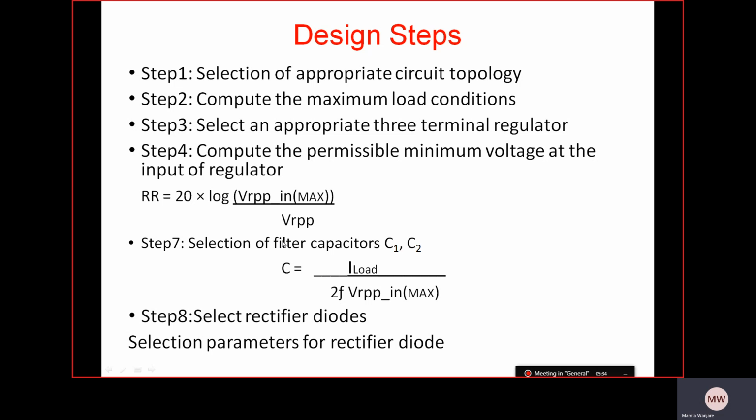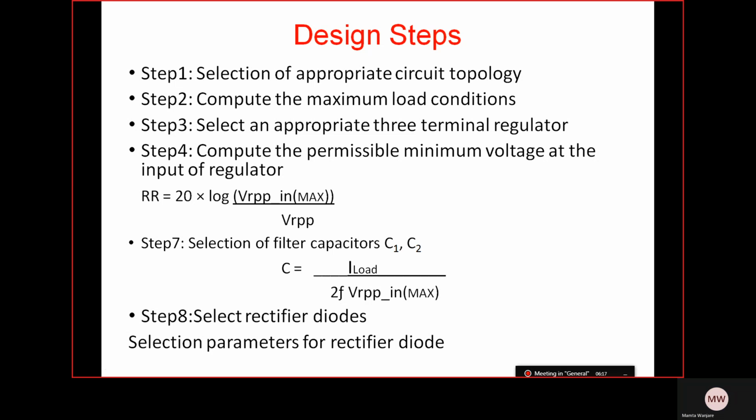First step is selection of the appropriate circuit topology. Second step is to compute the maximum load condition. To calculate the load resistance, the output voltage is given and the load current is given. Here output voltage of 5 volt is given and load of 2 ampere is given. From that we calculate load resistance RL equal to output voltage divided by output current, and that is the second step. Third step is to select an appropriate 3-terminal regulator, that is the voltage regulator, which I already told.